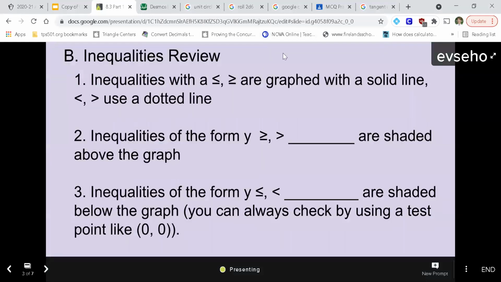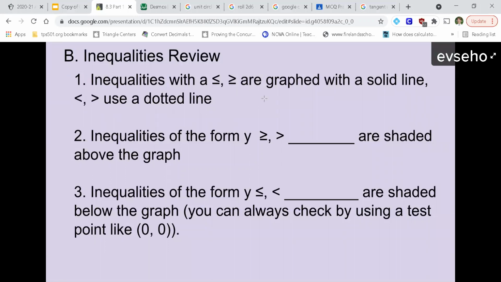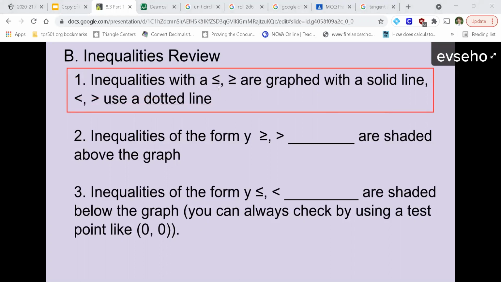Okay, this is the slide that needs to go in your notes. We'll take some time with it. And for inequalities, there are basically two things that you need to look at in order to graph them properly. First, when you're graphing an inequality, we only use a solid line if it has that dash under the inequality symbol, that or equals to. If it doesn't have that, then you have to use a dotted line.